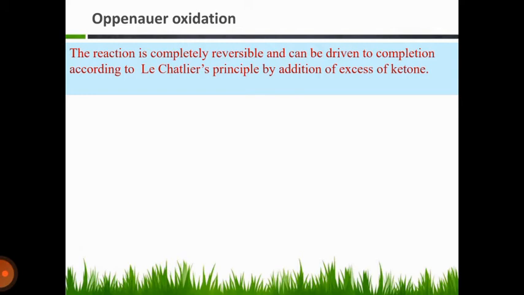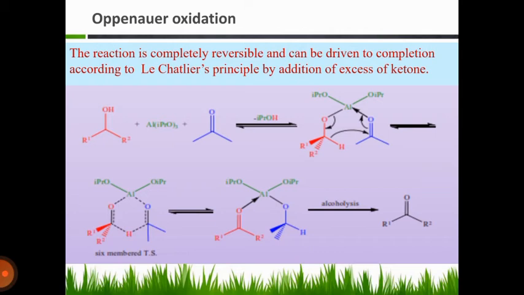And the very important point about the Oppenauer oxidation is that the reaction is completely reversible and can be driven to completion according to Le Chatelier's principle by addition of excess ketone. You could see that in the previous slide, ketone is written in the place of the reactants. So if you increase the amount of reactants, the formation of the product will become faster.